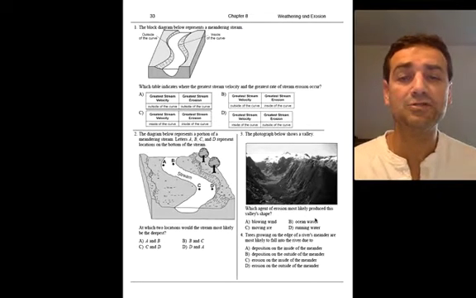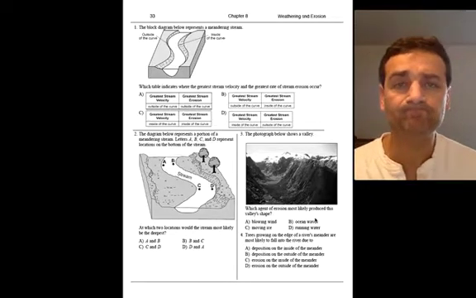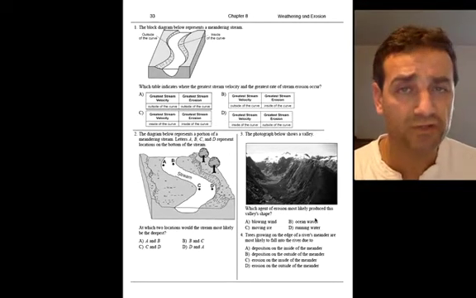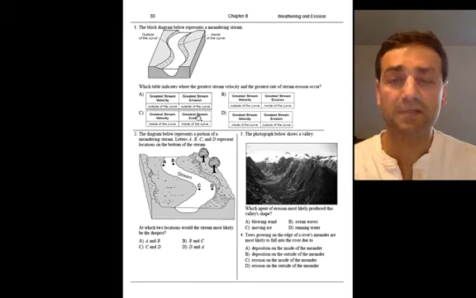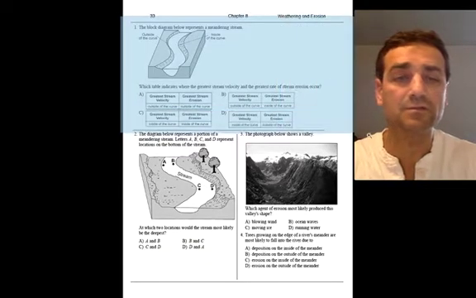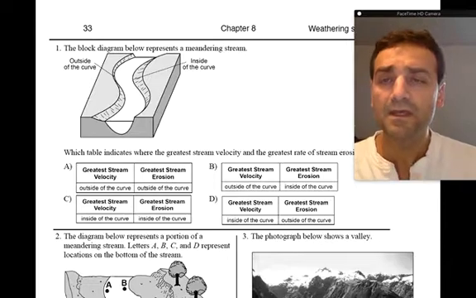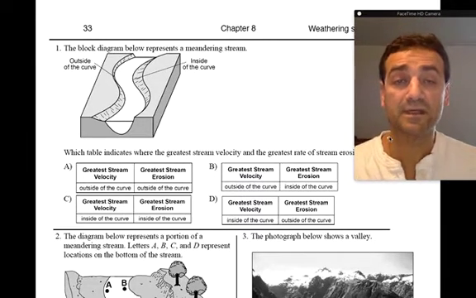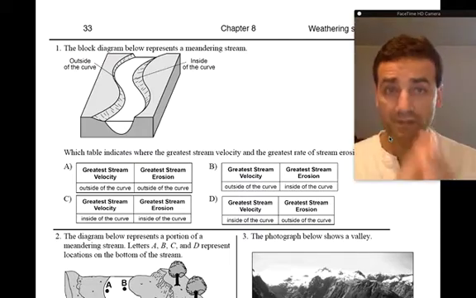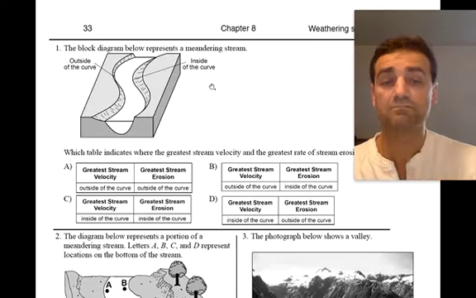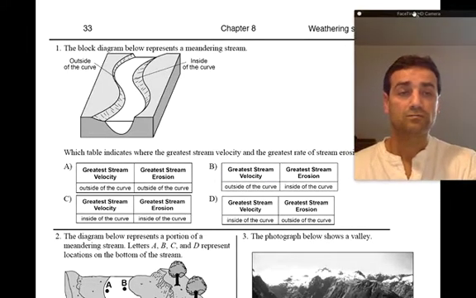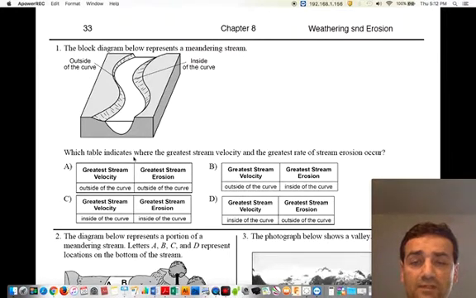Tell you what. Let's do the first question together. I don't want to do any more than the first question. Okay, so here it says the block diagram. We can zoom in on this, right? Let's zoom in on that a little bit. Okay. The block diagram below represents a meandering stream. Okay? It's a meandering stream. And it shows you the inside and the outsides of the curve. Good. Okay. Move this out of the way. Which table indicates where the greatest stream velocity and the greatest rate of stream erosion occurs?